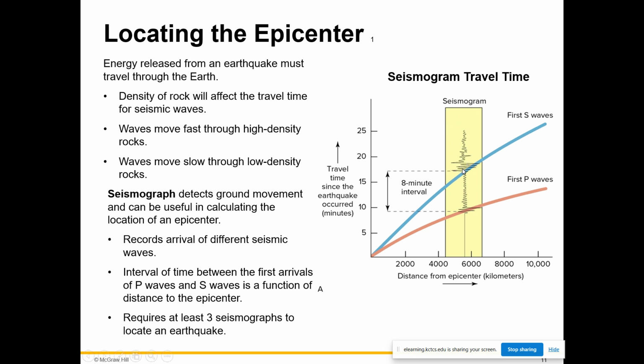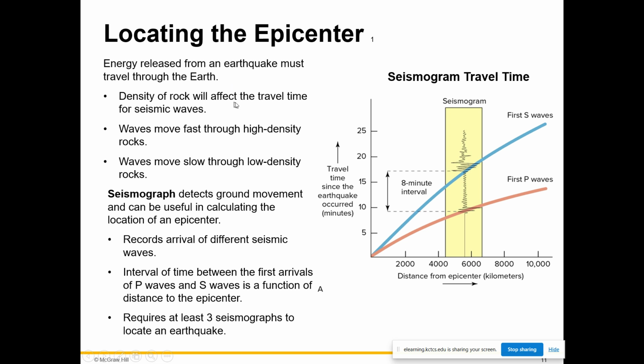So here's an earthquake. We have those primary waves that hit first, and then here's the secondary or shear waves that come in a little bit later. And they travel at different velocities through different types of rocks. Knowing the rock type, you can calculate how far away the earthquake focus was. So if this was 8 minutes, you can do some math and figure out how far away from this seismograph that earthquake occurred.